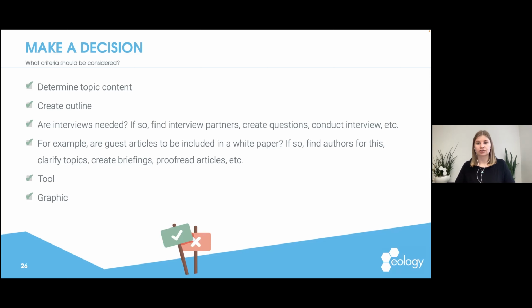Do you want to publish a tool? Then you have to think about what the tool should be able to do, which programming language you need, and you also have to keep in mind that it has to run on as many devices as possible, and whether the system is suitable for it. And for graphics, what do you want to display? Do you need images? Will the images be created in-house? Do you just purchase them? These are all things you have to keep in mind to define the content.